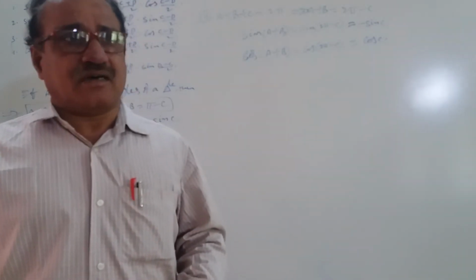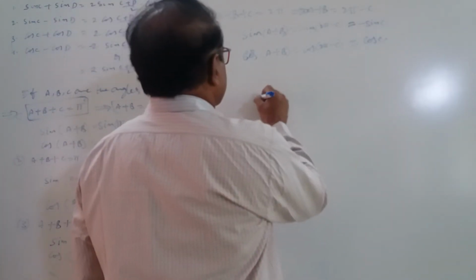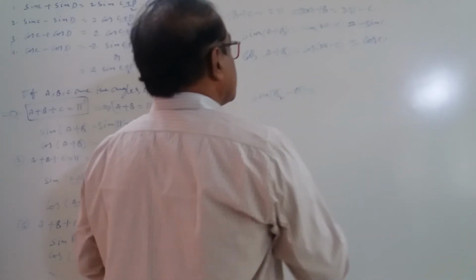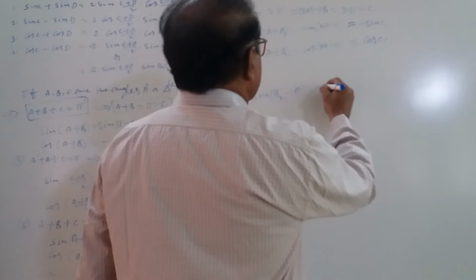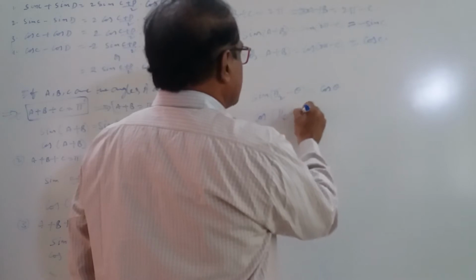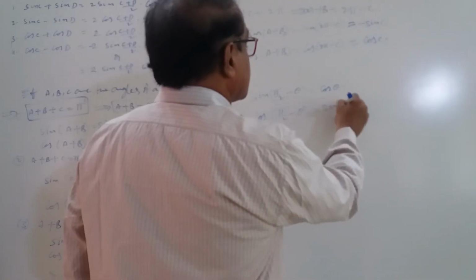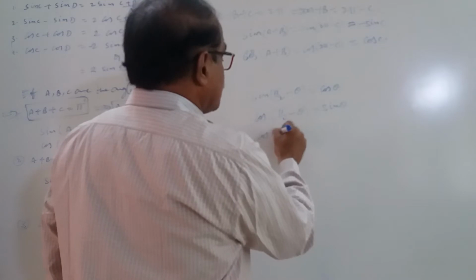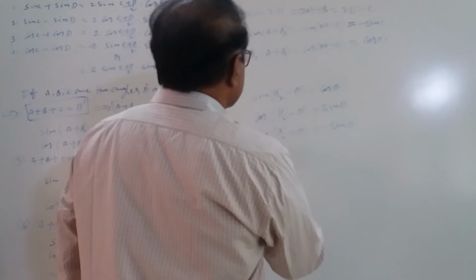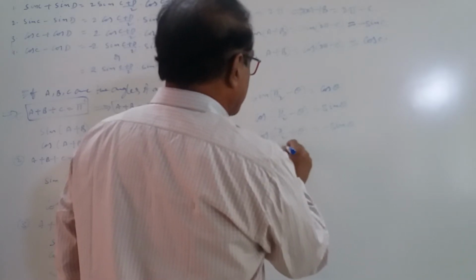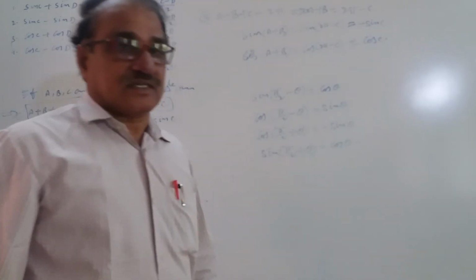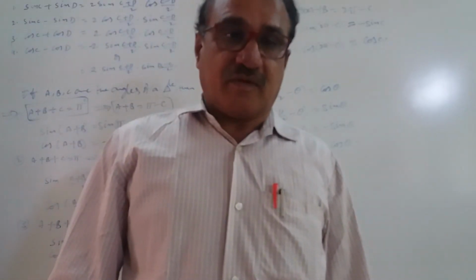And also another concept is there: sin(pi by 2 minus theta) is equal to cos theta, and cos(pi by 2 minus theta) is equal to sin theta, and cos(pi by 2 plus theta) is equal to minus sin theta, and sin(pi by 2 plus theta) is equal to cos theta. These also you have to remember.